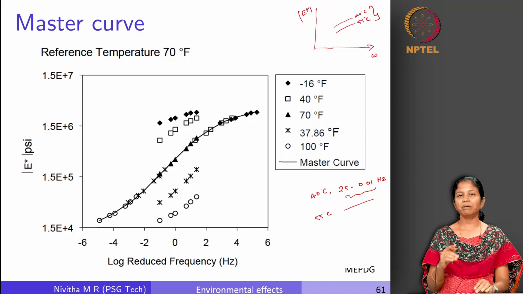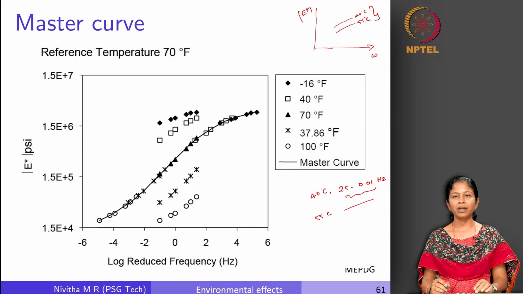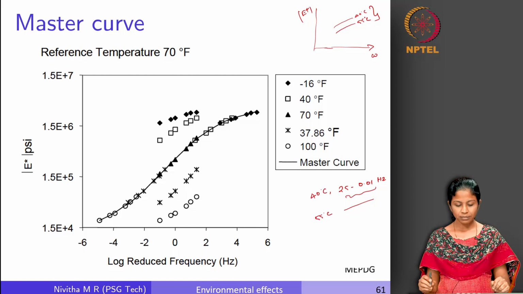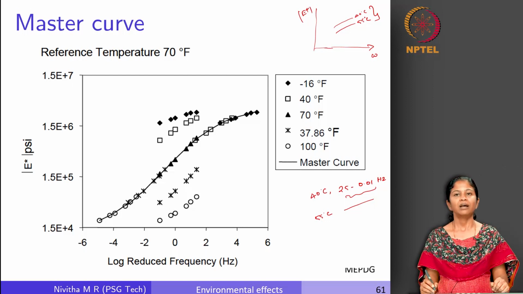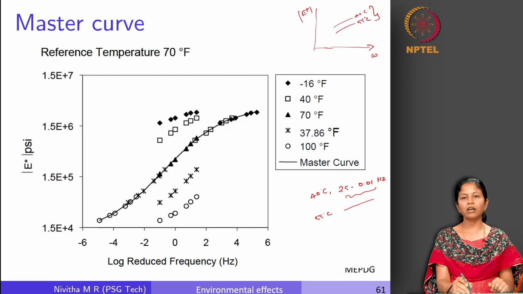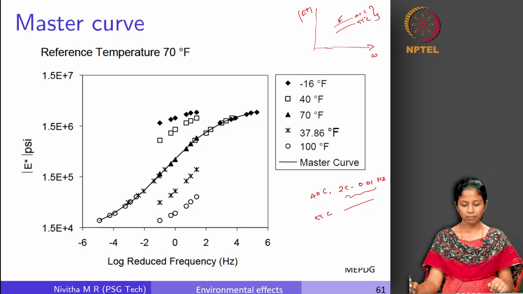Bitumen being a viscoelastic material, the modulus is going to be influenced by both these parameters, the effect of temperature and the effect of frequency. Now, how do we combine the effect of temperature and frequency? That is done using a master curve. You can see here, these are isotherms. We call the measurement at a given temperature an isotherm. So we have isotherms for different temperatures.